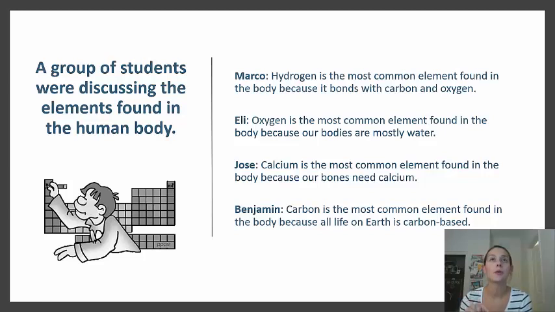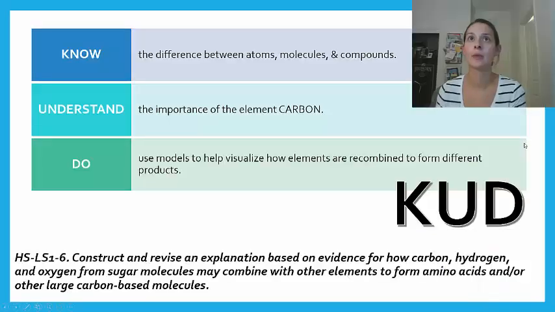Marco thinks that hydrogen is the most common element found in the body because it bonds with carbon and oxygen. Eli says oxygen is the most common element found in the body because our bodies are mostly water. Jose says calcium is the most common element found in the body because our bones need calcium. And Benjamin says that carbon is the most common element found in the body because all life on Earth is carbon-based. Okay, so we're going to be thinking about this, and I'm going to have you guys form your opinion at the end of the lesson as well to see who you agree with and why.